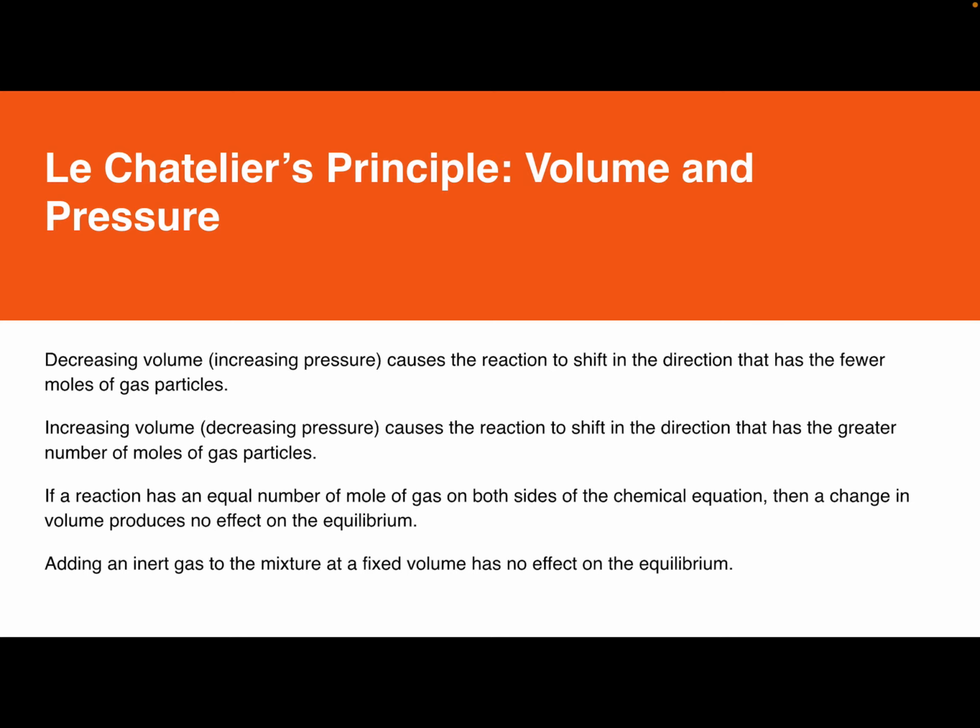In other words, it's going to shift to the direction that has the fewer moles of gas, because by going to the side that has the fewer moles of gas, you're actually going to relieve that pressure. If you increase the volume, that's decreasing the pressure. Well, to minimize that disturbance, you're going to shift the reaction in the direction that has more moles of gas so that you can minimize the change in pressure.